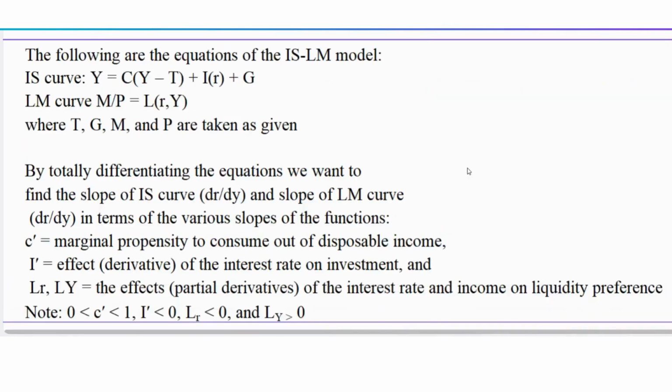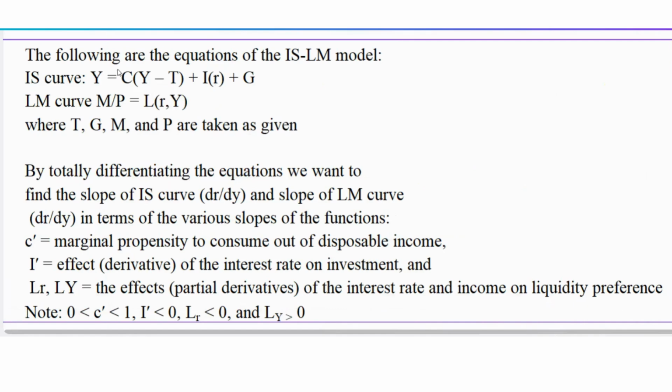find slopes. So basically what we mean is an IS-LM model like this, where we're not given the functional form of C. C is a function of Y minus T. This is not C times (Y minus T). This is where C is a function of Y minus T. I is a function of R. We don't know exactly what functional form there is. Similarly, money demand is a function of R and Y. Again, we don't know what the exact functional form is.